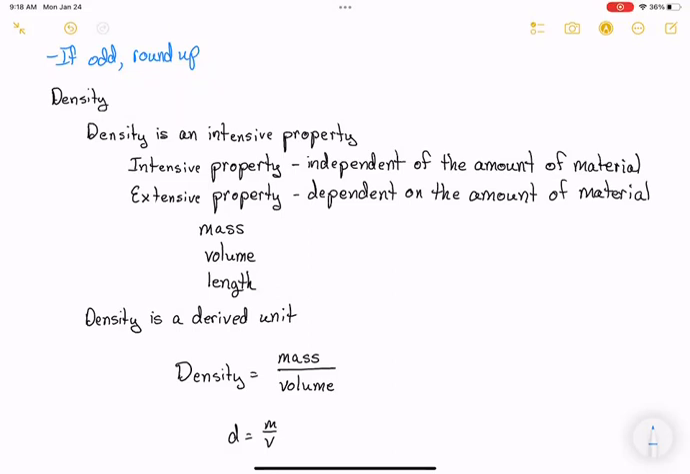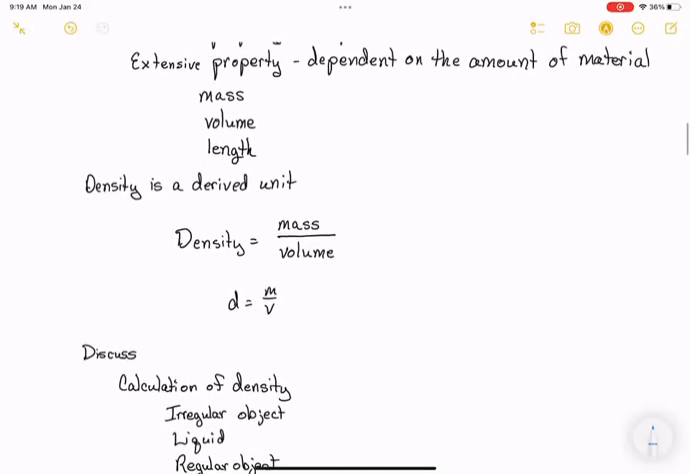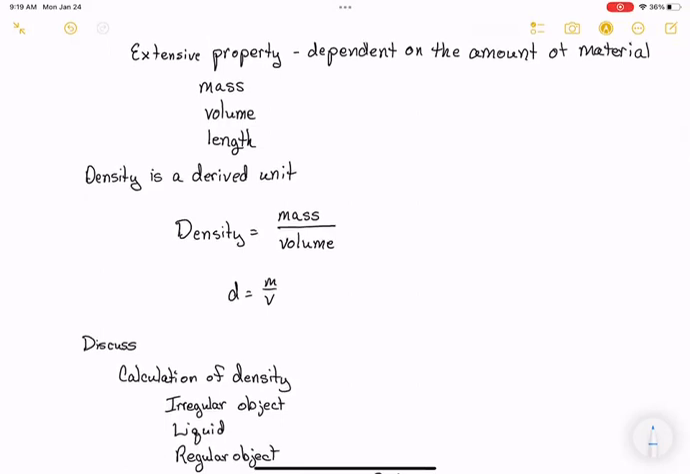Now, one of the reasons density is intensive, meaning it is independent of the amount of material, is because density is a derived unit where you take the mass and divide it by the volume. That is the formula for density. It is mass over volume. Now, with respect to density, what I will be discussing today, we will talk about how to calculate the density of an irregular object. We will talk about how to calculate the density of a liquid, and we'll talk about how to calculate the density of a regular object.